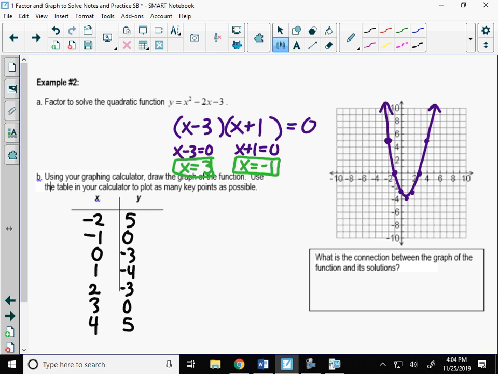Now, the question is, what's the connection between this graph and the solutions I found in green up here in part 1? Well, when I look at the graph, I should notice that the solutions here, negative 1 and 3, they are the x-intercepts. That's the connection. The solutions that you get from graphing are the x-intercepts of the graph. That is why we also call them zeros or roots. Roots are where you cross the axis.